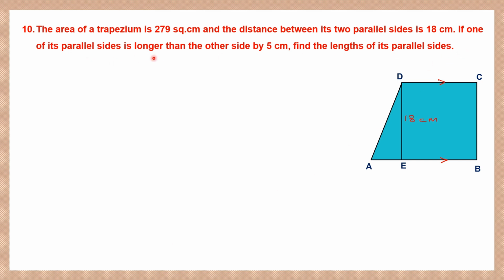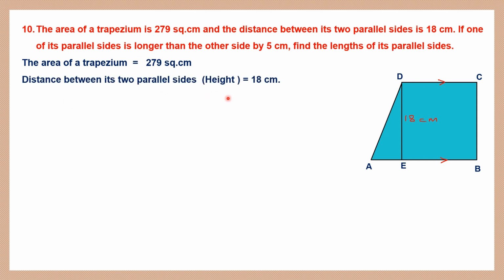If one of its parallel sides is longer than the other by 5 centimeters. So one we know is longer, the other is shorter. If this is longer than this one by 5 centimeters, we have to find the length of CD and AB. So let's begin by saying the area of the trapezium is 279 square centimeters, which is given to us already. The distance between the two parallel sides, the height, is 18 centimeters. Now here, let the shorter side be x. So CD is x.